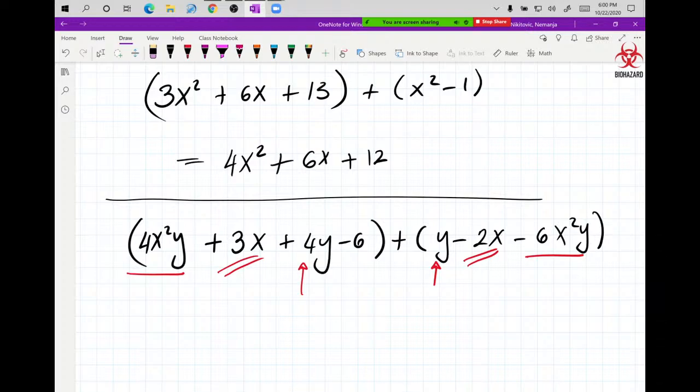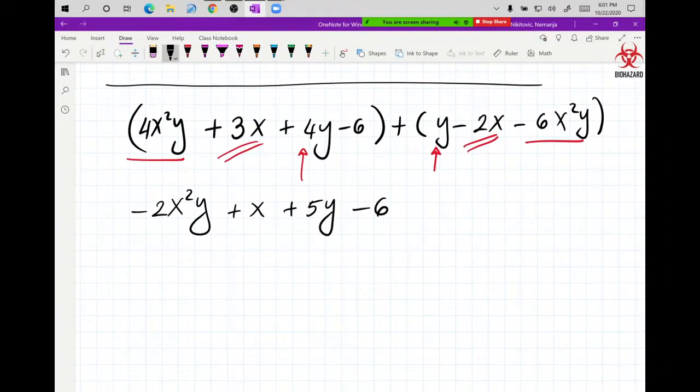How much is 4 minus 6? -2. -2, very good, x squared y. So that's our first term. And then we have 3x minus 2x. That's plus x, right? Because 3 apples minus 2 apples is 1 apple. Plus 4y plus y is plus 5y. And then this 6 at the end has nothing to go with. So sad and disappointing, right?